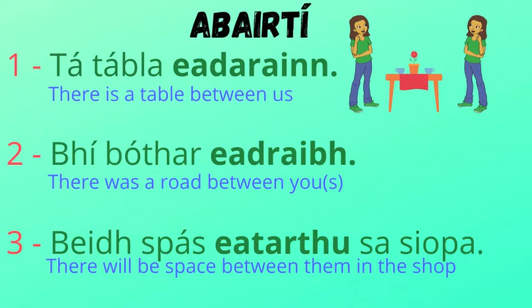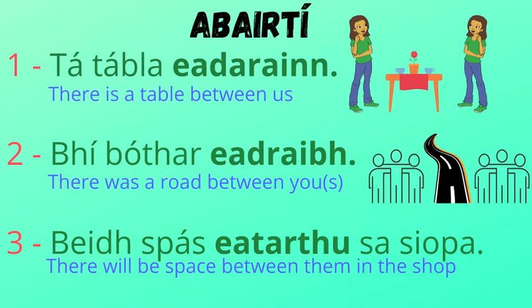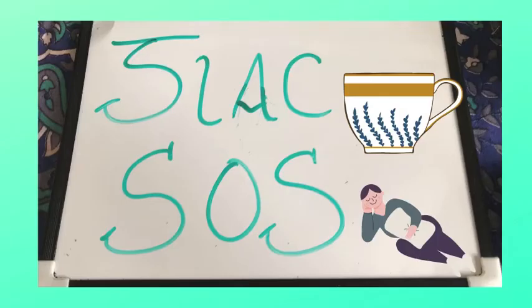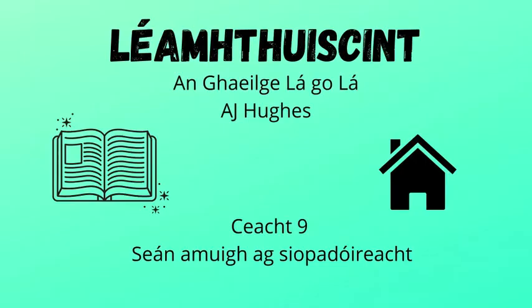Abairt a haon, tá tábla eadrainn. Abairt a dó, bhí bóthar eadraibh. And abairt a trí, bhí spás eatarthu sa siopa. So take a break here. You can read over those a couple of times, get a cup of tea, and then we'll move on.